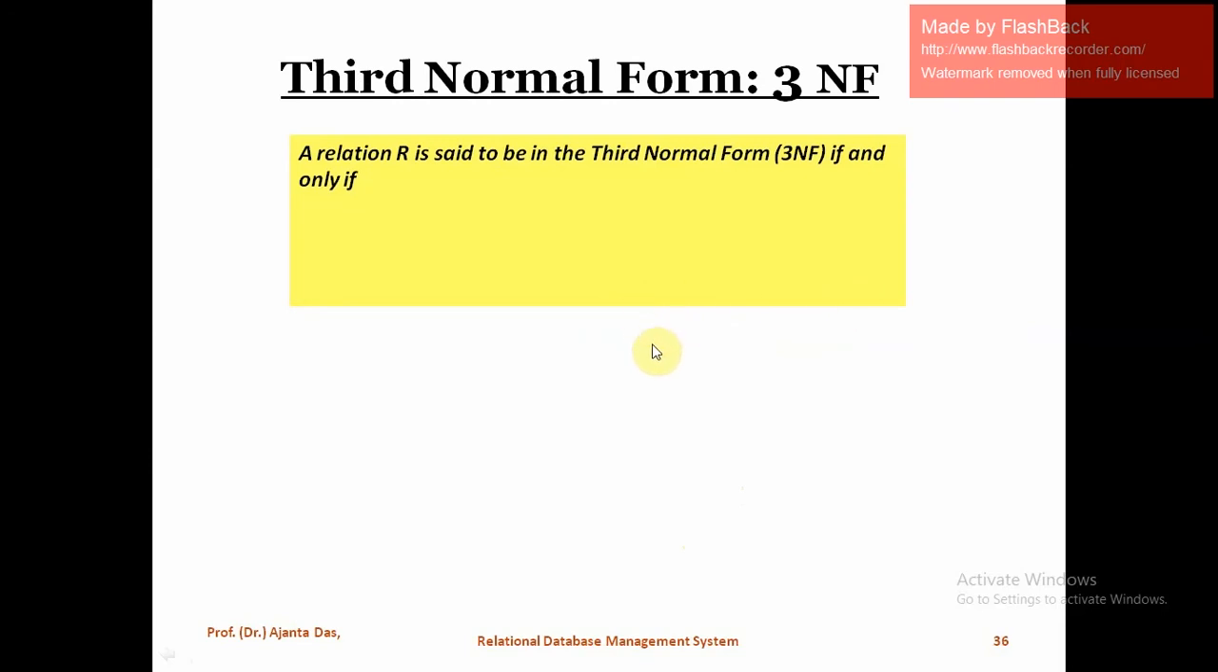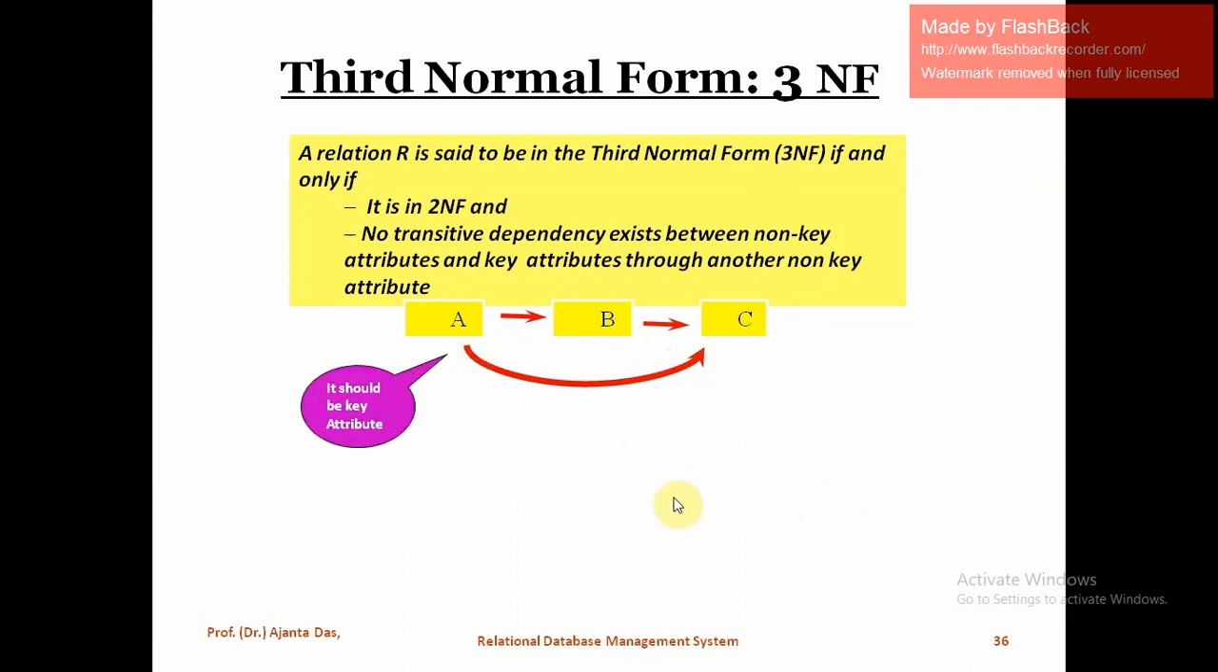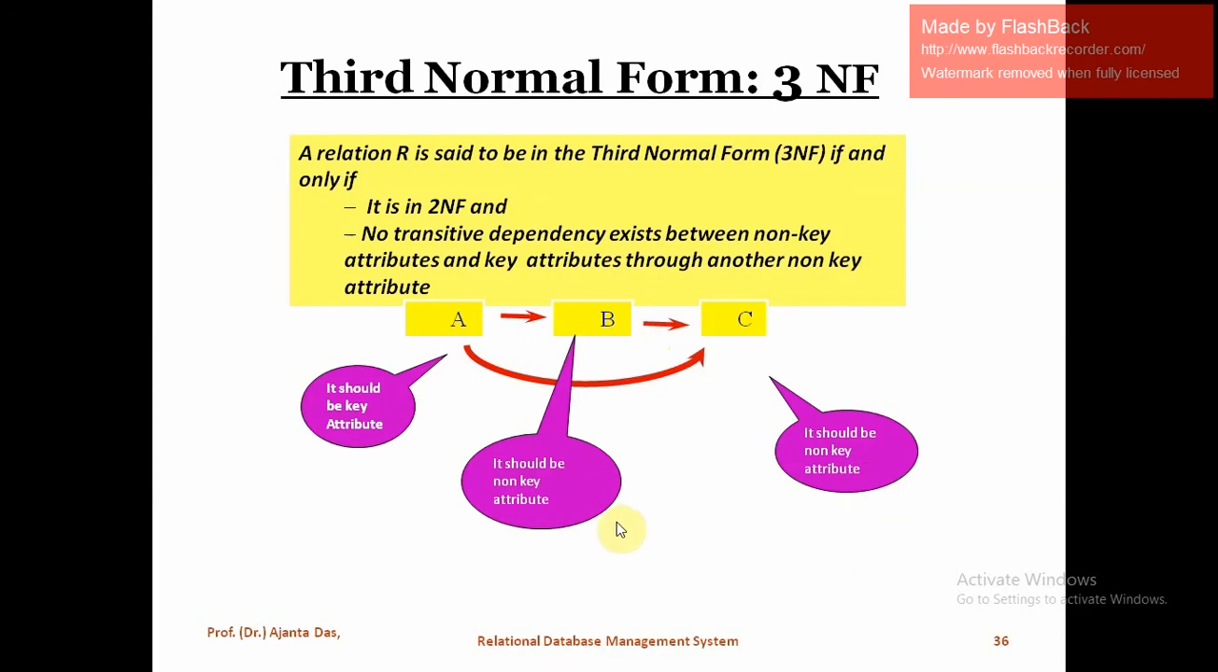Now just revise the definition of third normal form. A relation R is said to be in 3NF if and only if it is in 2NF. So guys, if the table is in 2NF, that means it's also in 1NF. So no transitive dependency exists between non-key attributes and key attributes through another non-key attribute. Let's see this with the diagram. If B is dependent on A and C is dependent on B, we can always say C is transitively dependent on A. So A should be the key attribute, the primary key, and B should be a non-key attribute, and C should also be a non-key attribute, as you have already seen.